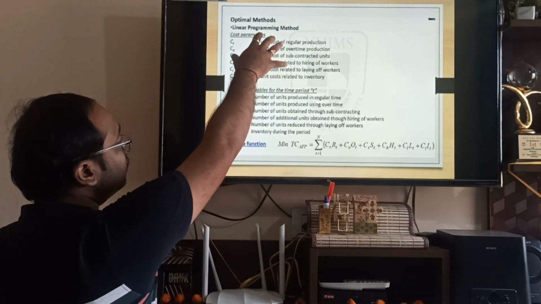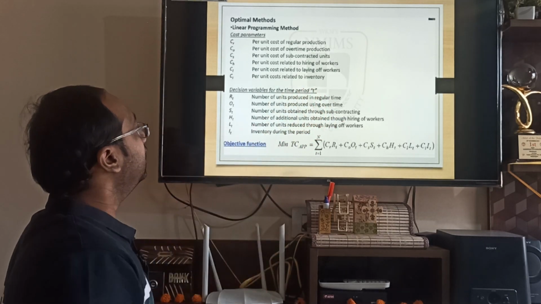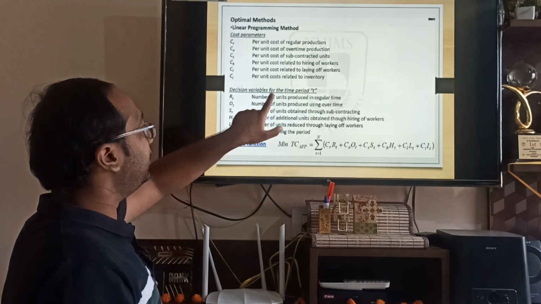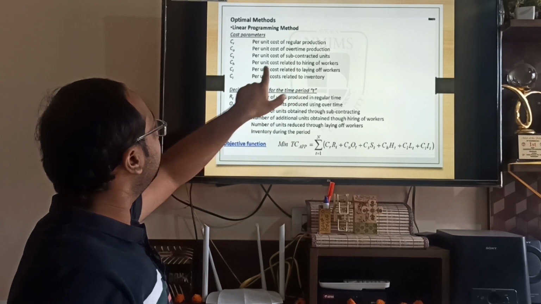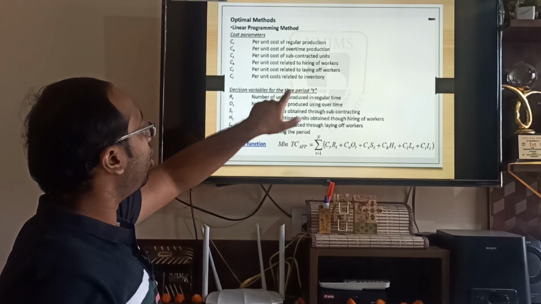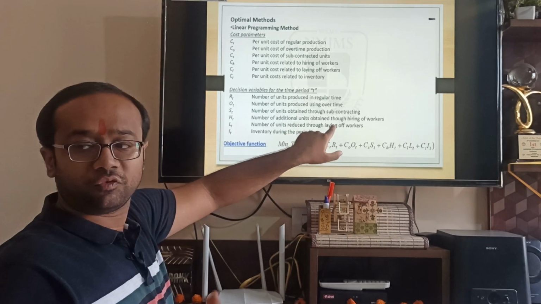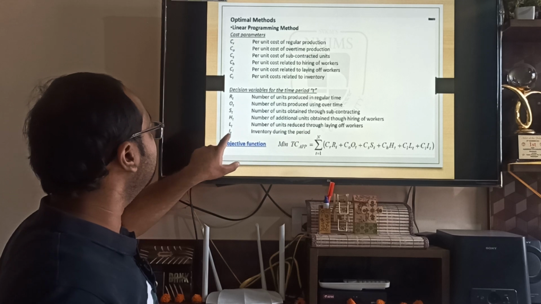Now related to this 6 costs, there are various decision parameter for a particular time period T, right? So for regular we are denoting by R, so variable will be RT. Similarly, overtime will be OT, subcontracting will be ST, hiring, how many units you are getting, that is HT. If you are laying off, number of units will come down, that will be LT, and whatever inventory you are producing, that will be IT.